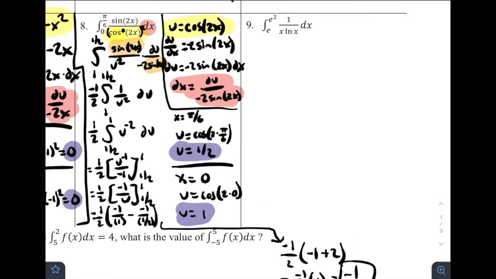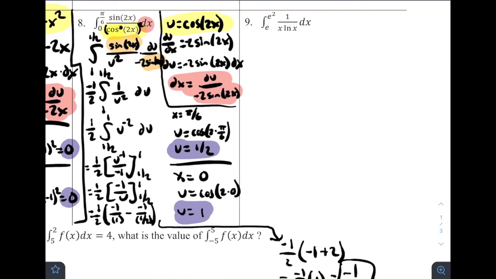Let's try number 9. Number 9, what do we see? Well, we see the integral from e to e squared of 1 over x natural log of x. Let's make our u the natural log of x. If we take the derivative of that, du/dx is equal to 1 over x. If I'm going to get dx by itself, that means that x times du is equal to dx. So I don't want to use orange.